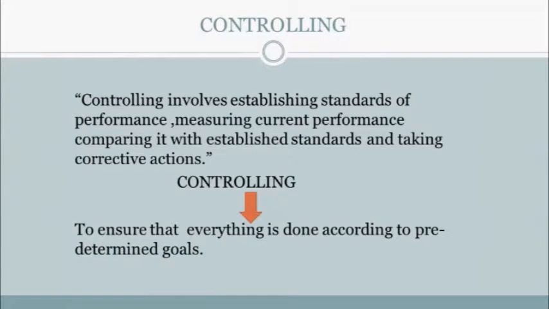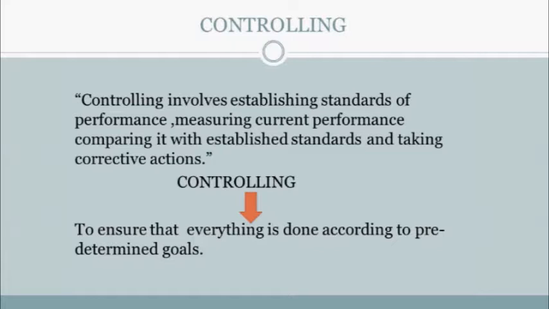In controlling, the management needs to ensure that everything is done according to the predetermined goal. So controlling is the management function of monitoring organizational performance towards the attainment of organizational goals. The task of controlling involves establishing standards of performance, measuring current performance, comparing it with established standards and taking corrective actions. Its objective is to ensure that everything is done according to the goal set by the management. So this is what controlling is.